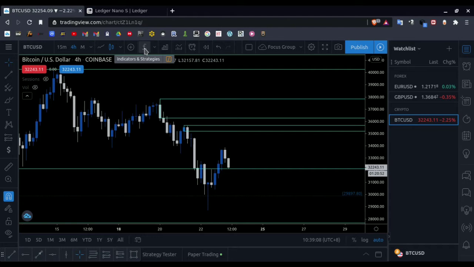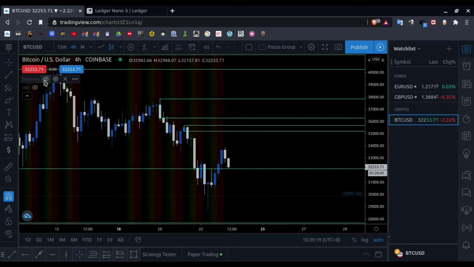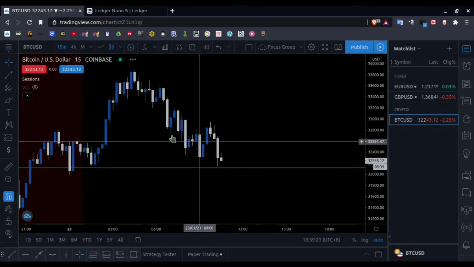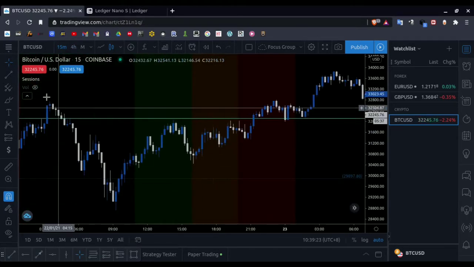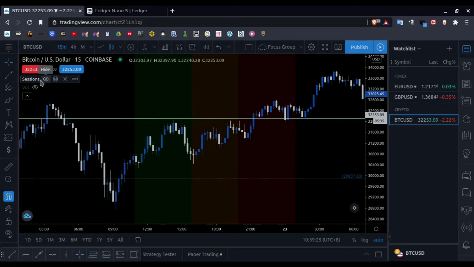Now if you don't use TradingView and you use MetaTrader or cTrader, I'm pretty sure that you can find indicators that will help you with this. But basically all this does is it allows you to view your sessions in a nice colorful manner. For instance, you see here, to the left side of the chart, I have this indicator called sessions. I can hide it and I can unhide it at the same time.